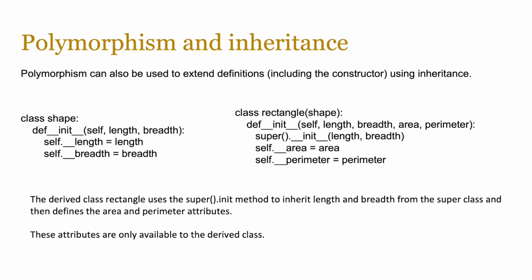So in this particular example on screen, the derived class rectangle uses the super().__init__ method to inherit length and breadth from the parent class, or the superclass as it's called, and then defines the area and perimeter attributes. And these new attributes are only available to the derived class and not the parent class. So we have an example of inheritance and polymorphism all in one place.